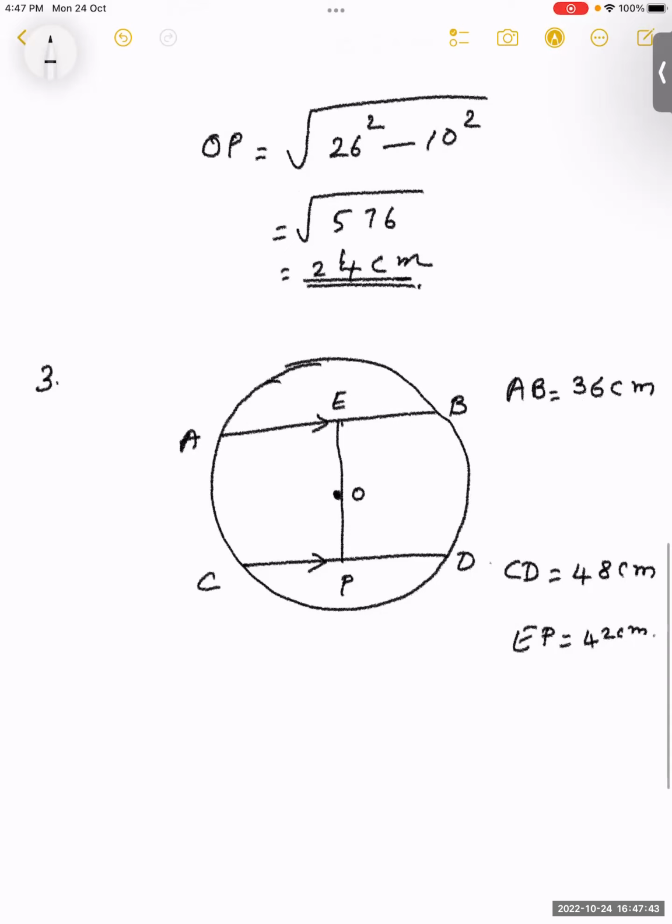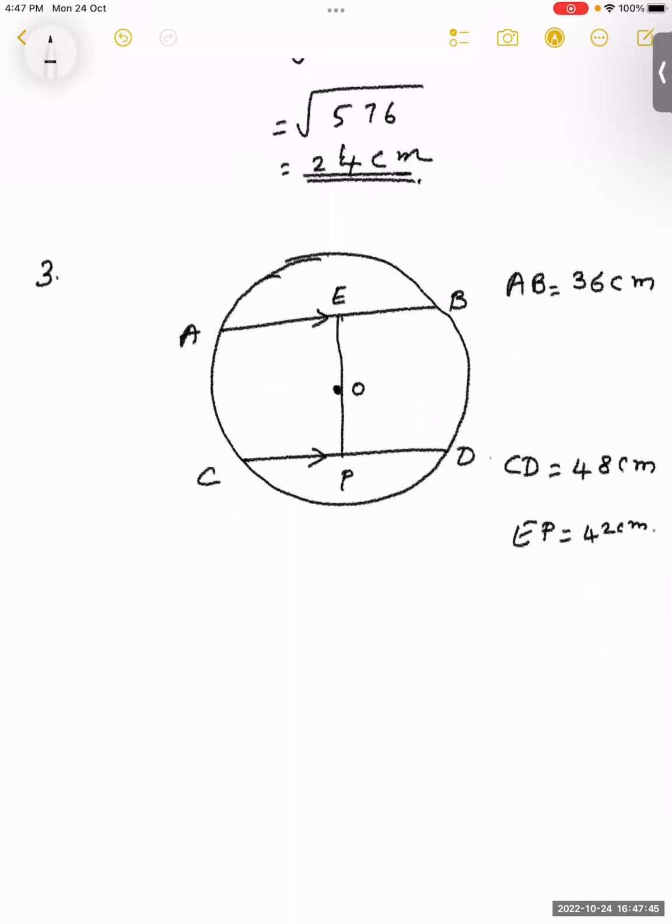What I can do is join this, which will be one radius. Similarly, I can draw another radius. Both are radii. OA and CO are radii of the same circle.